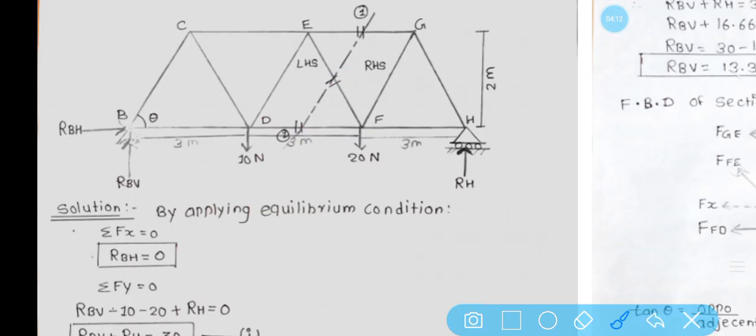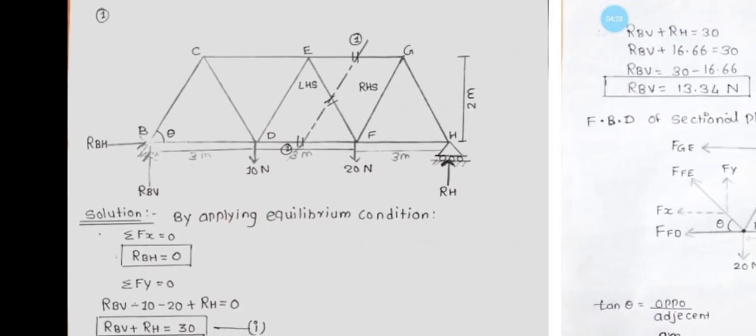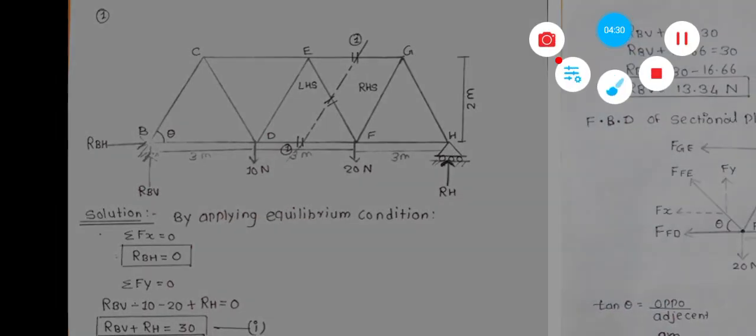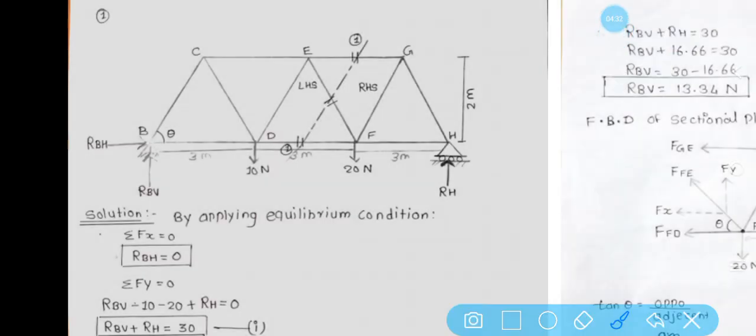So first step is, by applying equilibrium condition, we calculate summation Fx, which is the summation of all the horizontal forces acting in the trusses. Here we can see there is only one horizontal force acting in the trusses. So we can take RBH is equal to 0.